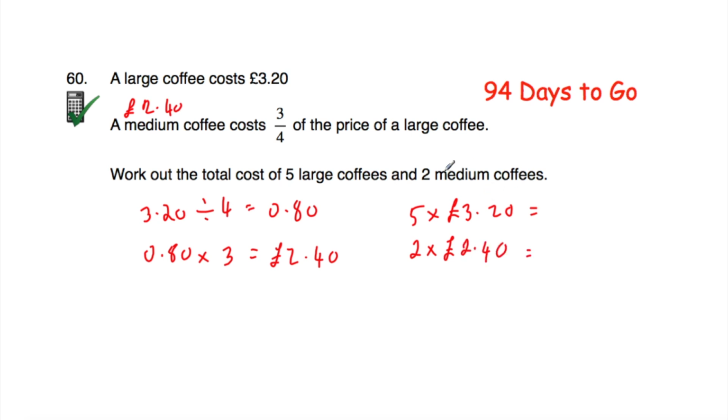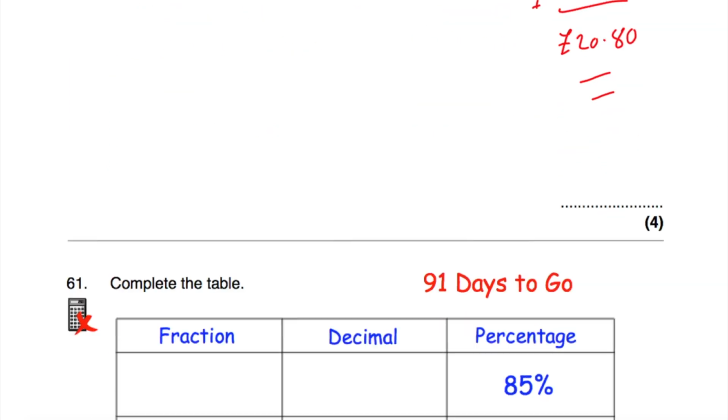£3.20 times 5 is equal to £16, and £2.40 multiplied by 2 would be equal to £4.80. And then if we add them together, that's the total price of 5 large coffees and 2 medium coffees, and that would be equal to £20.80. And if you got that, well done. Okay, let's look at our next question, question number 61.